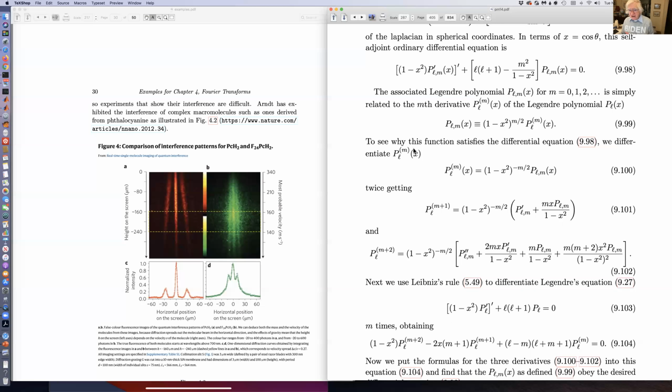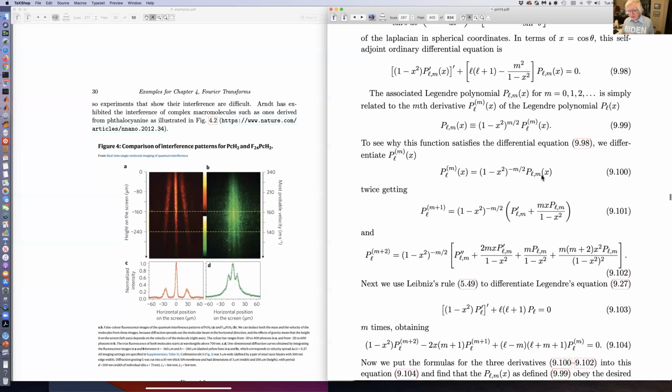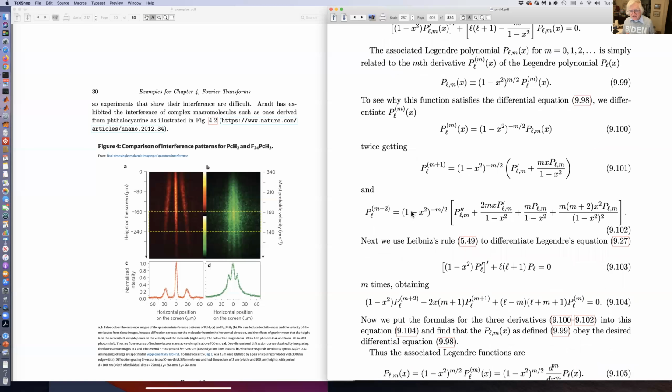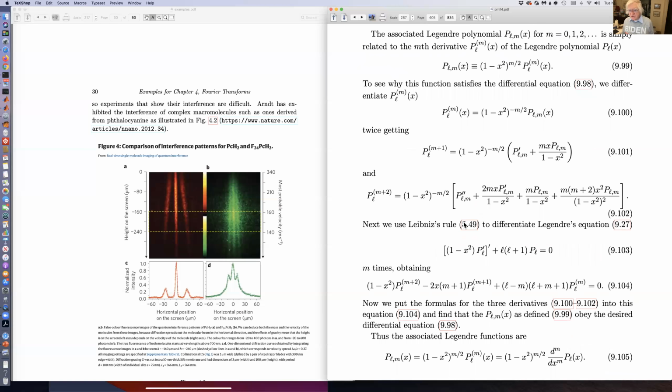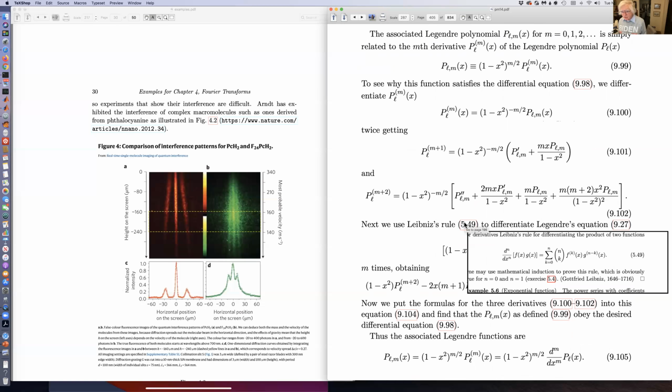And so what we do to check that this satisfies this equation is we take this definition and invert it. So we write the mth derivative as P_L^M times this factor. In other words, we just invert this equation. We differentiate it twice and we get this. First derivative is this, second derivative is that. Then we use Leibniz's rule. Remember that Leibniz's rule is that.